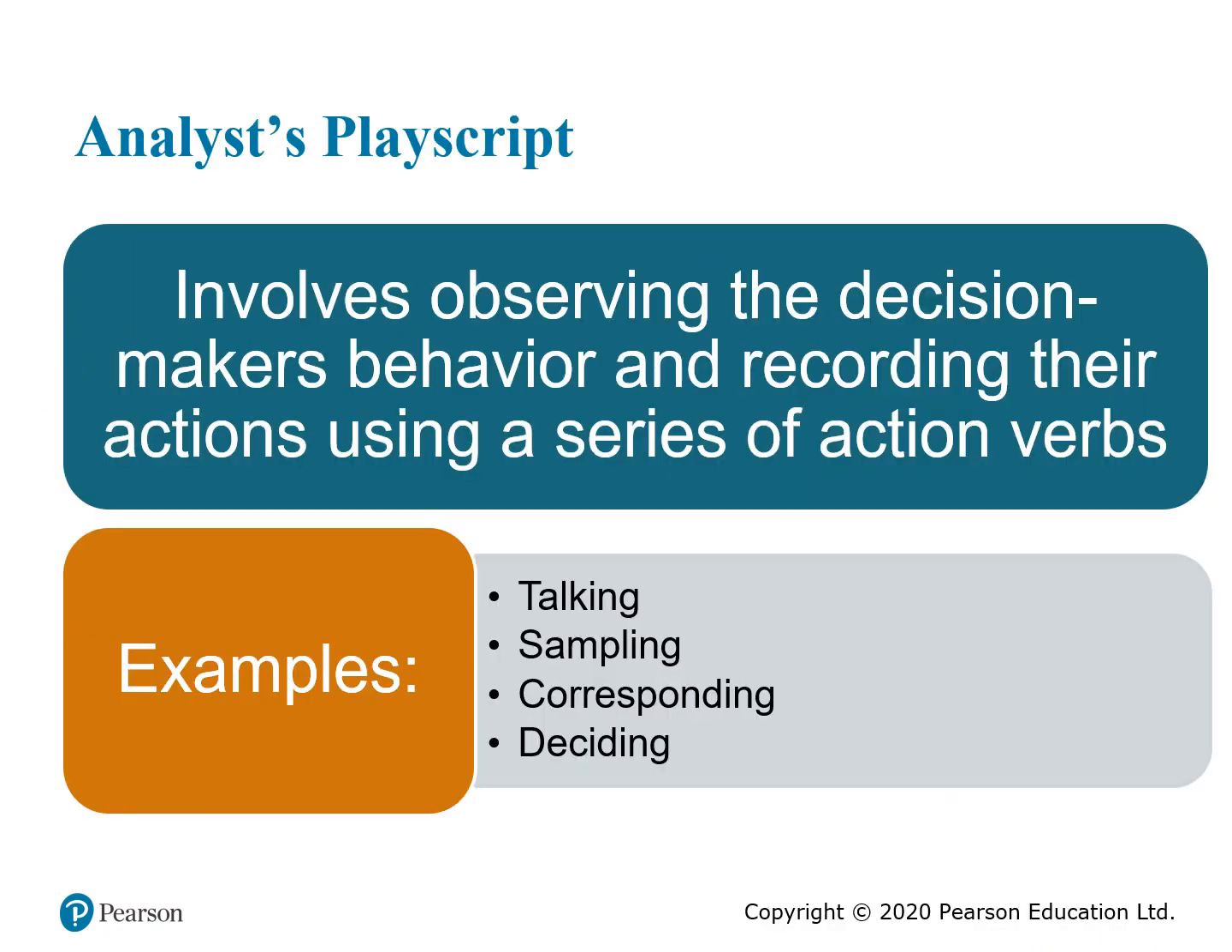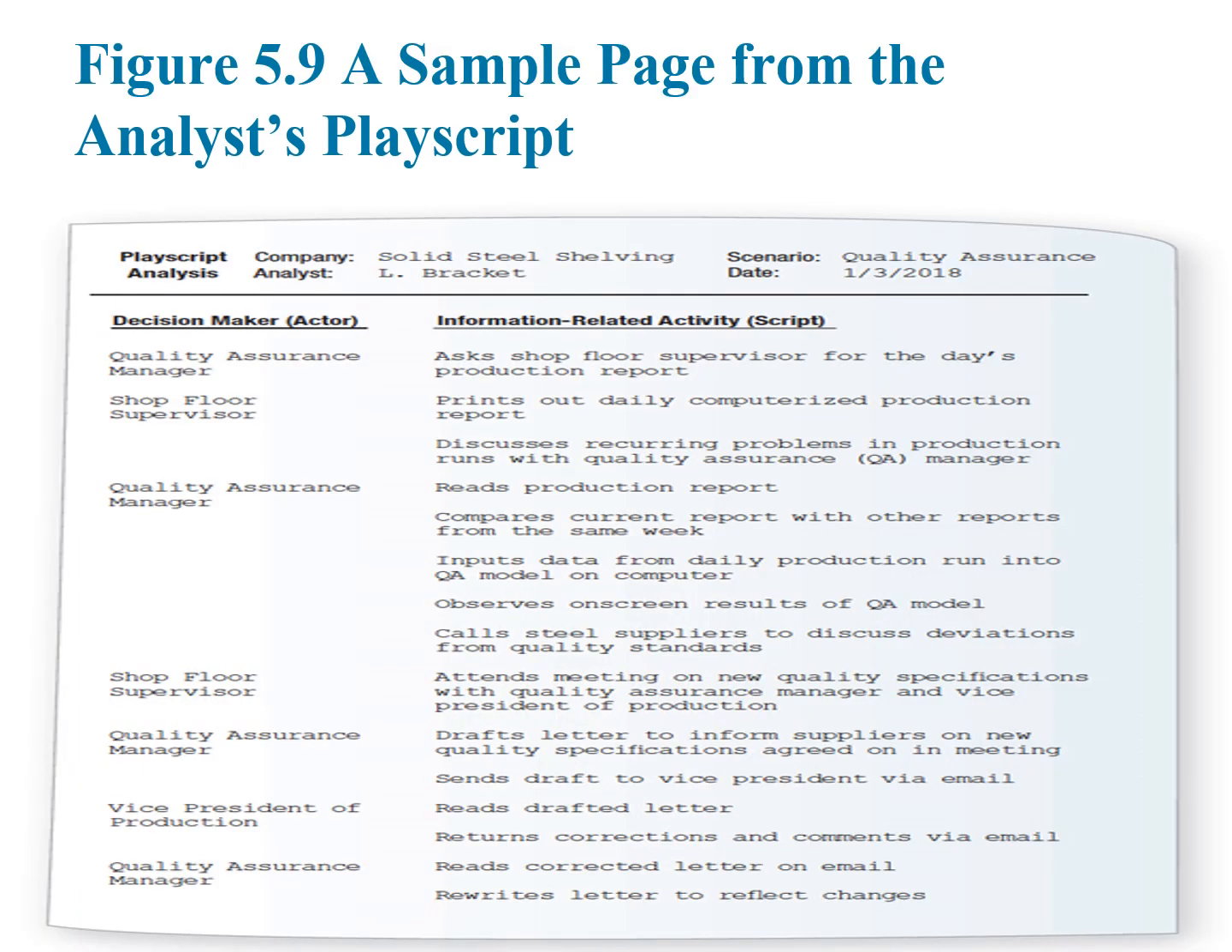The analyst play script involves observing the decision maker's behavior and recording their actions using a series of acting verbs, for example talking, sampling, corresponding, and deciding. This figure gives a sample page from the analyst play script. For example, we have the decision maker actor, the quality assurance manager, and we list the information related to the activities here. The script says: ask the shop floor supervisor for the day's production report.